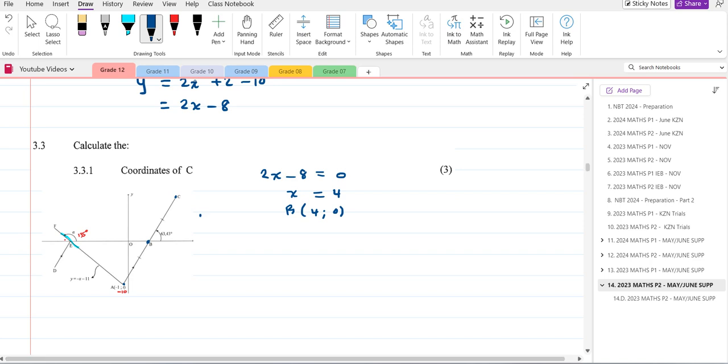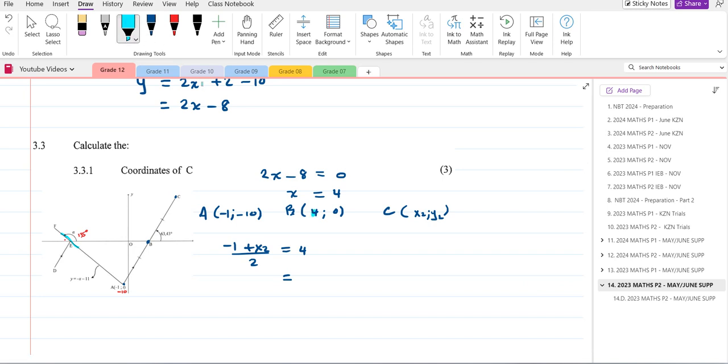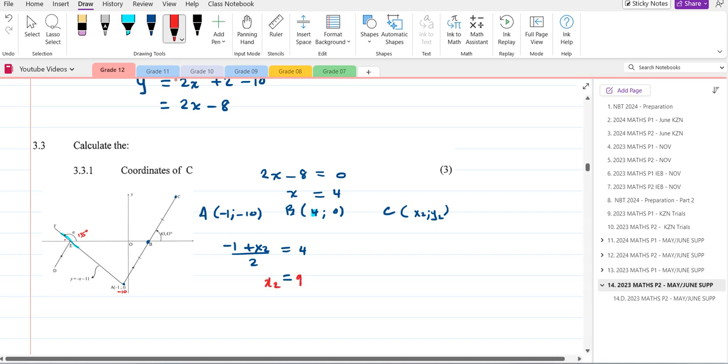Now remember, we're finding the midpoint. So A is the end point, which is -1 and -10. B is a midpoint, and C is an unknown. Call it x2, y2. Now, -1 plus x2 divided by 2 is equal to 4. So we're adding the end points and dividing by 2 to get the midpoint value. So 2 times 4 is 8, 8 plus 1 is 9, so x2 is 9.